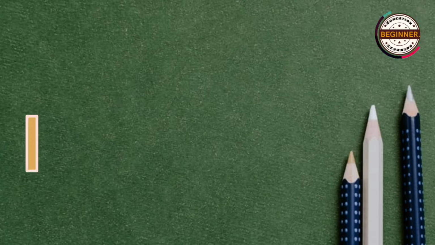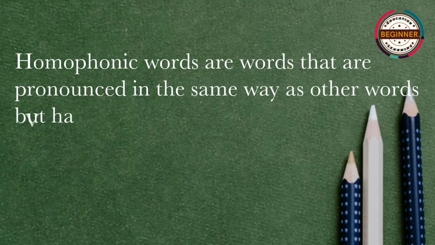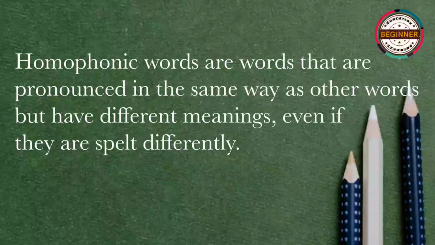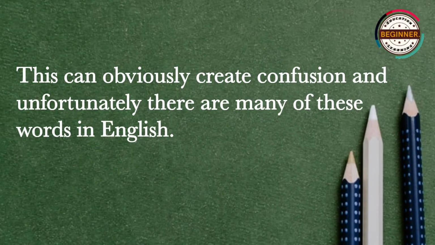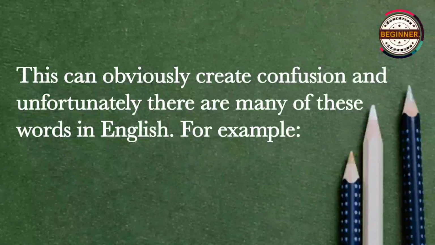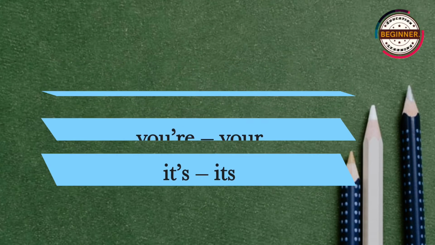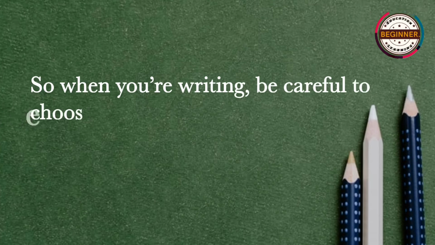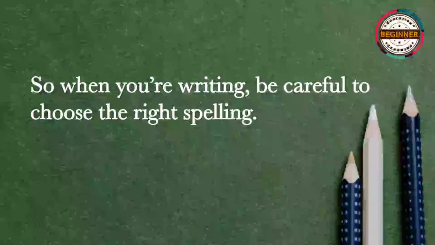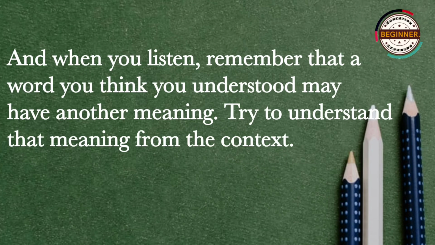2. Pay attention to homophones. Homophonic words are words that are pronounced in the same way as other words but have different meanings, even if they are spelled differently. This can obviously create confusion, and unfortunately there are many of these words in English. So when you're writing, be careful to choose the right spelling. And when you listen, remember that a word you think you understood may have another meaning. Try to understand that meaning from the context.